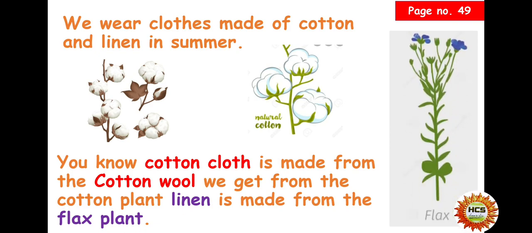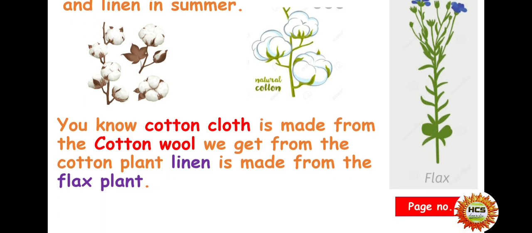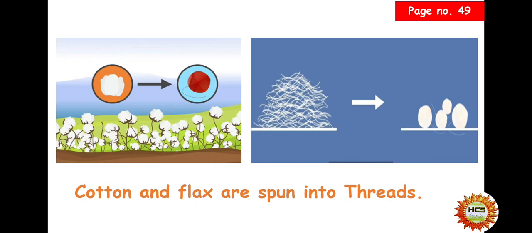Look at the picture. This is the picture of a flax plant. Cotton and flax are spun into threads. Look at the picture. The first picture is showing you that from cotton we make cotton clothes. Cotton and flax are spun into threads, and from those threads our clothes are made.